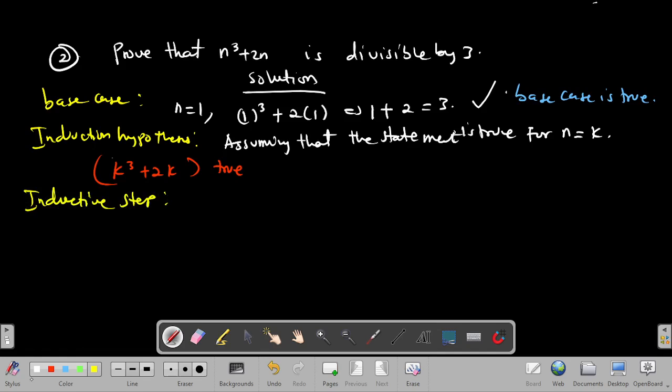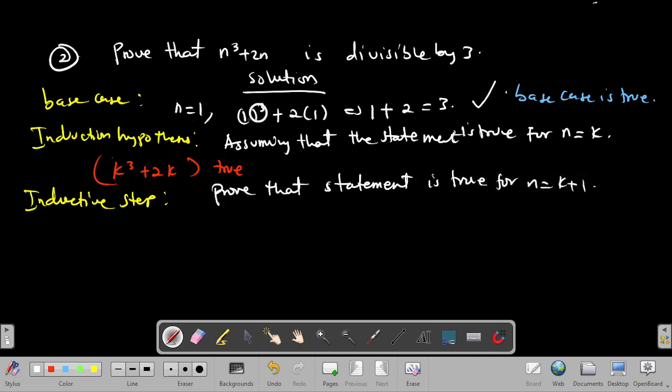At our inductive step, you have to prove that the statement is true for n equal to k plus 1. So at this point, you go back to the statement, and wherever you see n, you put k plus 1. So (k plus 1) all cubed plus 2 multiplied by (k plus 1). You have to prove that this is divisible by 3.